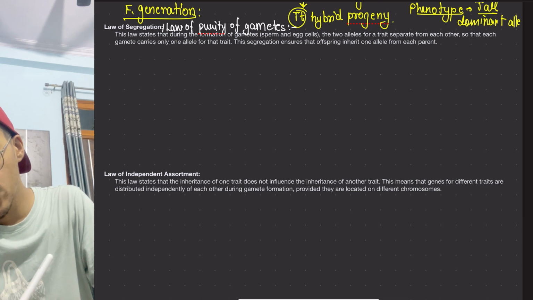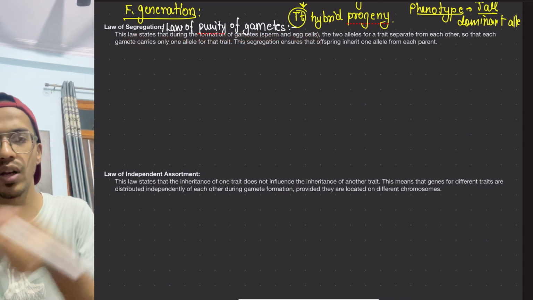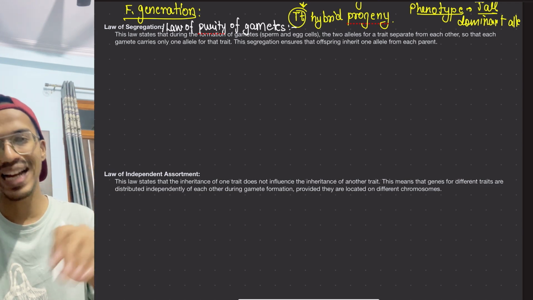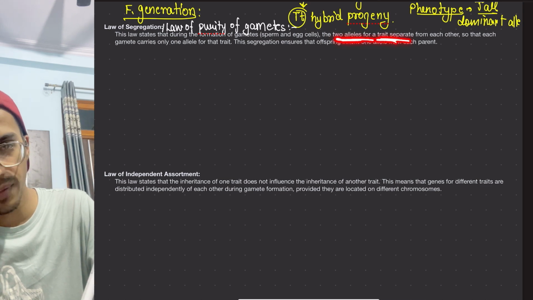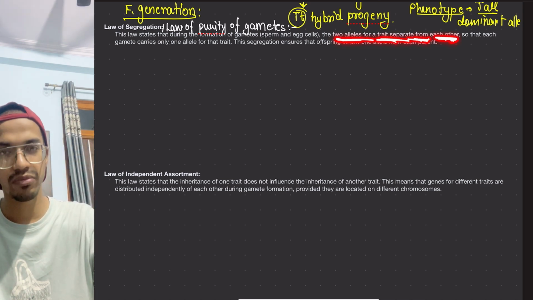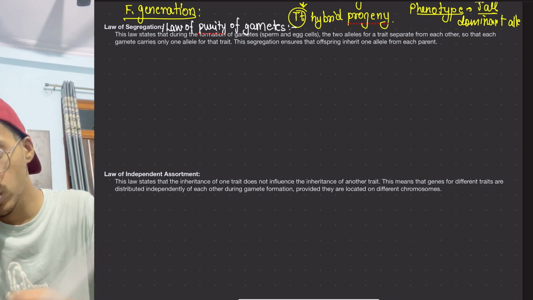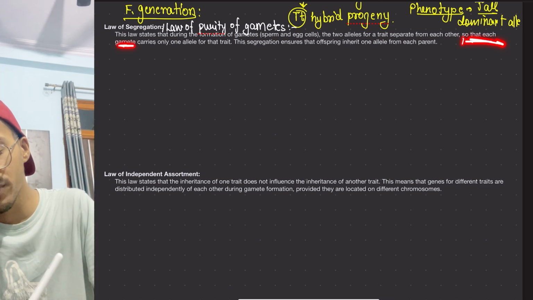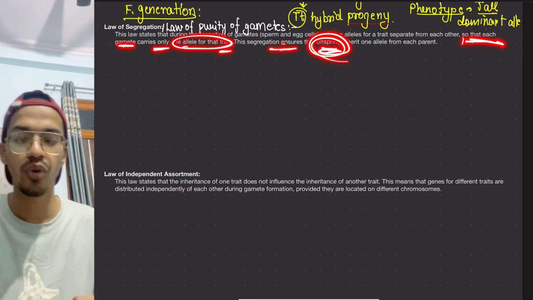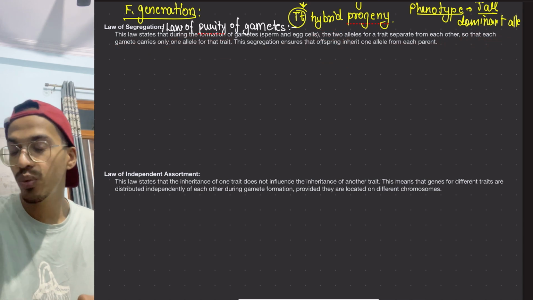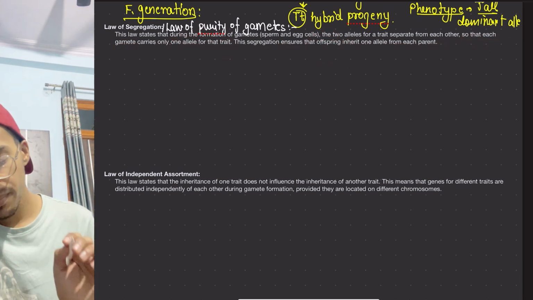This law states that during formation of gametes, means sperm or egg cells, in case of plants it is what? Pollen, the male gamete present inside the pollen grain, and the egg cell. The two alleles of the trait separate from each other. That is what I told you, that when the hybrids are being formed, they have what? Two different alleles present. They will segregate out so that each gamete carries only one allele of the trait. This segregation ensures that the offspring inherit one allele from each parent, and that too in the pure form. So that is the major thing.